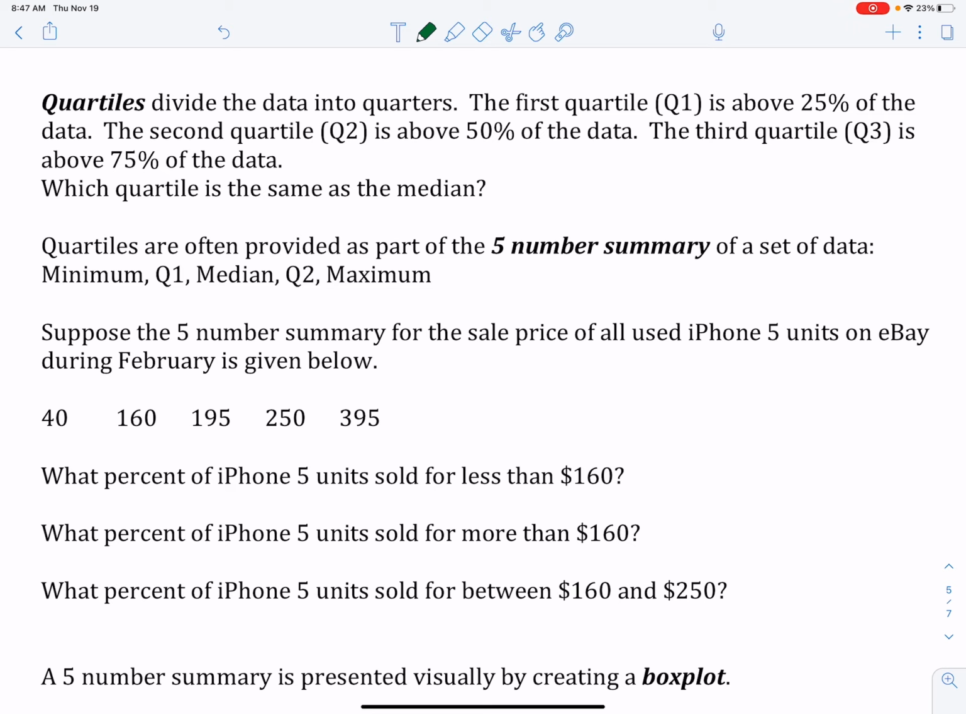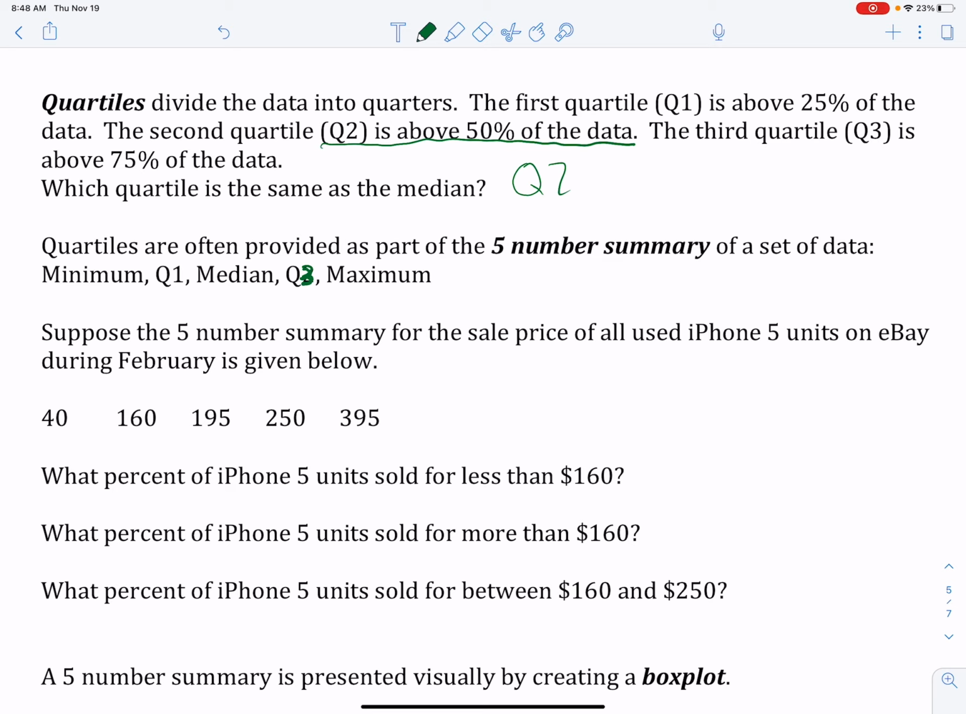Now, one of those quartiles is the same as the median, right in the middle of the data, and that's Q2. If it's above half the data, then it's right in the middle, so quartile 2 is the same thing as the median. Now there's a little bit of a typing error in the next part. Where it says Q2 on that next line, it should say Q3.